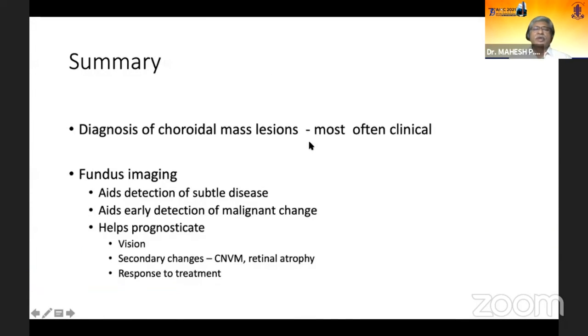To summarize, diagnosis of choroidal mass lesions is most often clinical. Fundus imaging can help detect subtle disease and also aid in early detection of malignant change. It helps prognosticate vision post-treatment, secondary changes like CNVM and retinal atrophy, and also is a guide to responsive treatment.